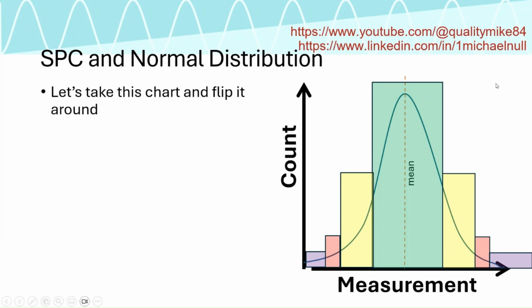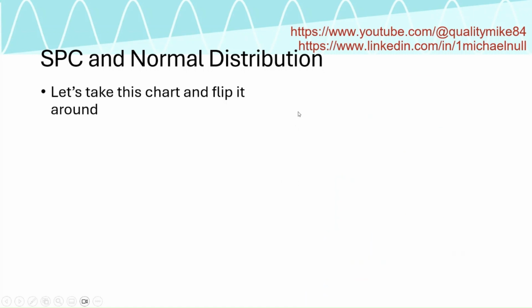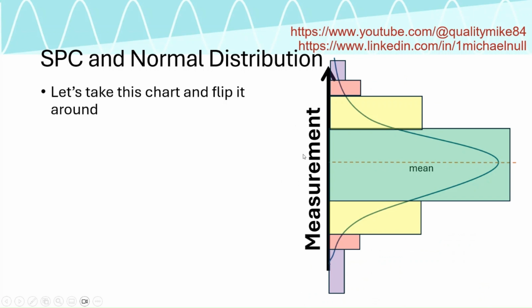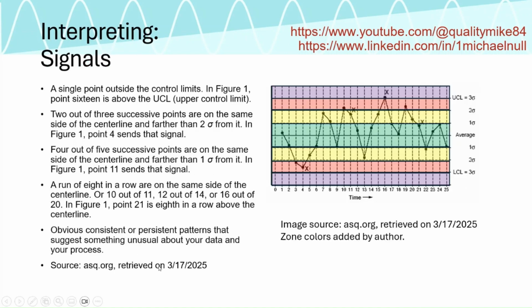Now, SPC and normal distribution. Let's take this chart and flip it around. Here we go. So now we have it sideways with the measurement up and down. We'll add a new dimension, time. This way we can track our process measurements over time and watch for trends of common and uncommon occurrences.